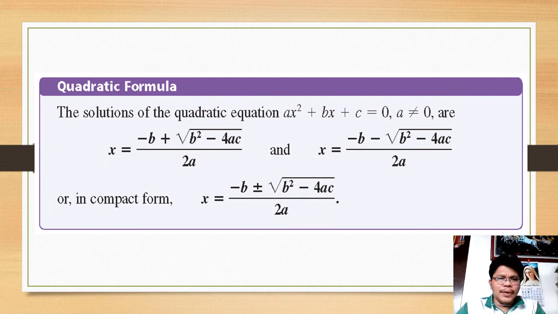Or, in compact form, x equals negative b plus and minus the square root of b squared minus 4ac all over 2a. So, if you want to use the quadratic formula, see to it that you memorize it: negative b plus and minus the square root of b squared minus 4ac all over 2a. And after that, we should also know how to get the values of a, b, and c. And take note, we can only get the values of a, b, and c if the equation is in standard form.